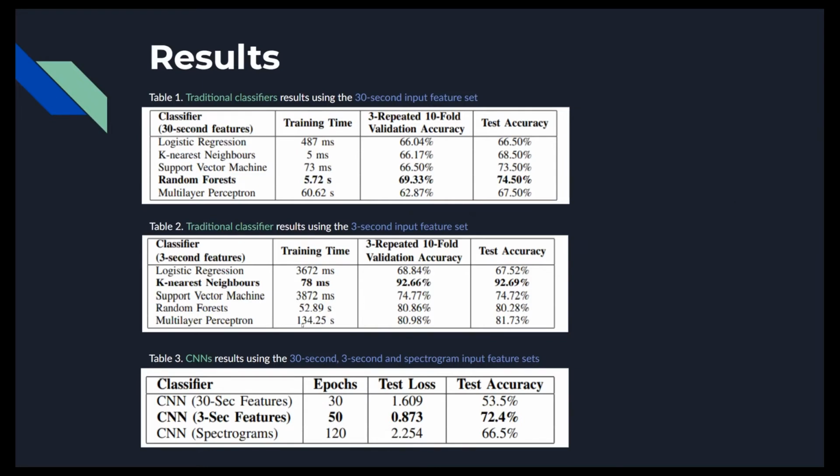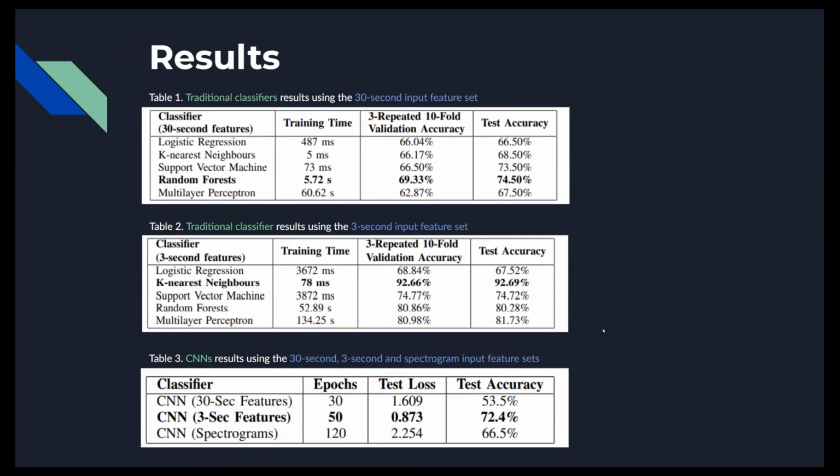In the second table, the k-nearest neighbors model had the highest accuracy for the 3-second feature sets. This is at around 92% for both the validation and the test accuracy. It's also worth noting that the least time was taken to train this model, at 78 milliseconds, amongst the rest of the traditional models.